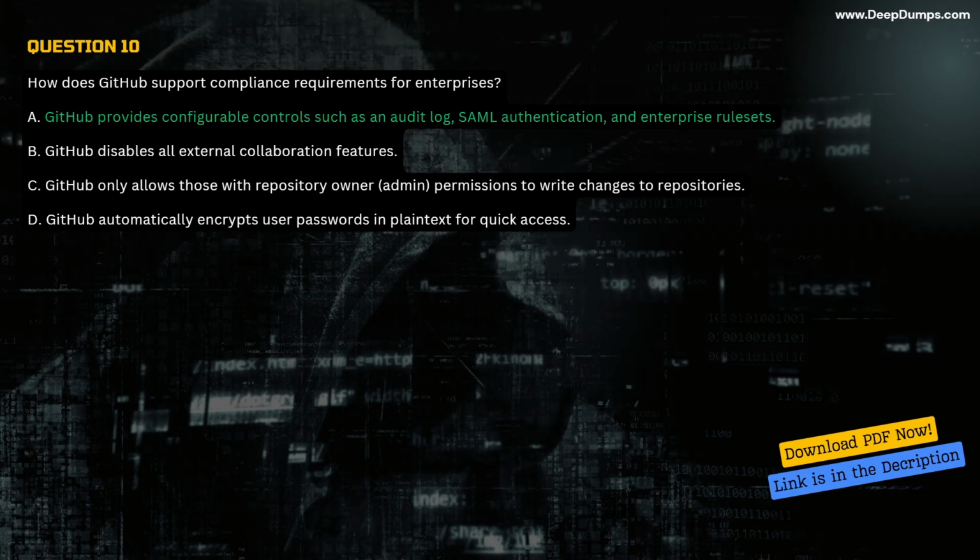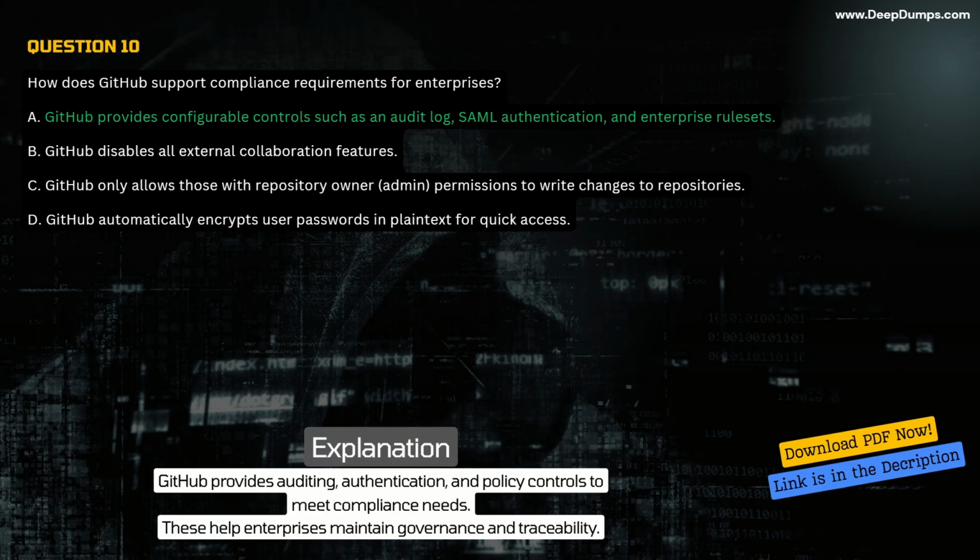Correct answer: A. GitHub provides configurable controls such as an audit log, SAML authentication, and enterprise rule sets. Explanation: GitHub provides auditing, authentication, and policy controls to meet compliance needs. These help enterprises maintain governance and traceability.